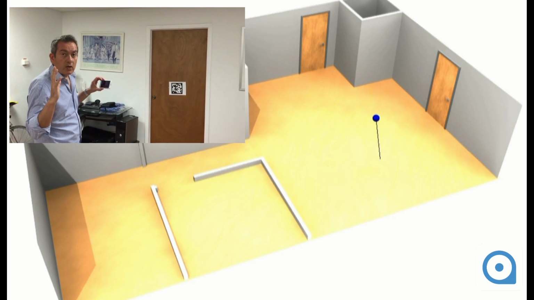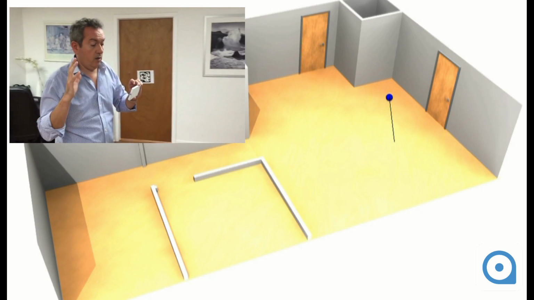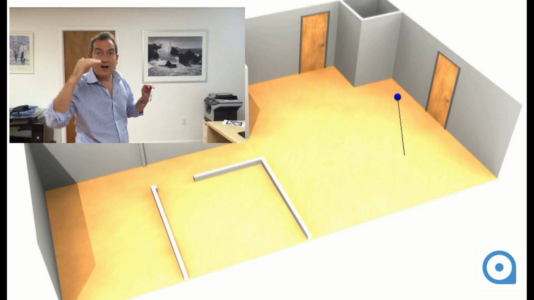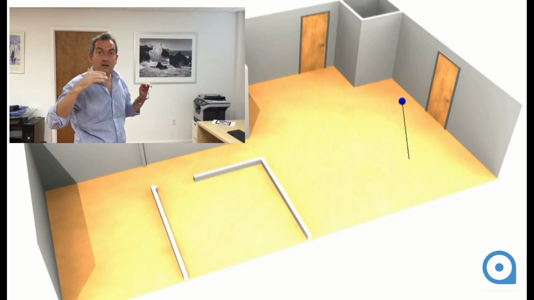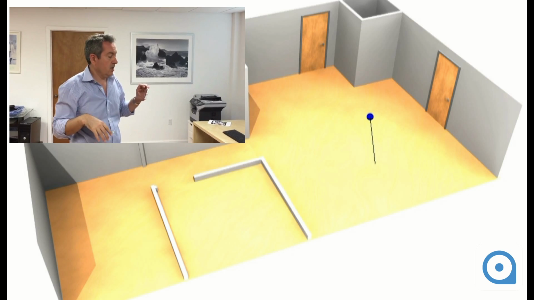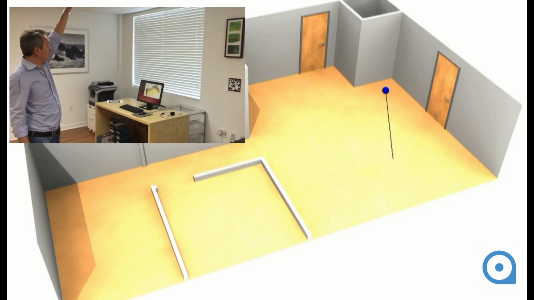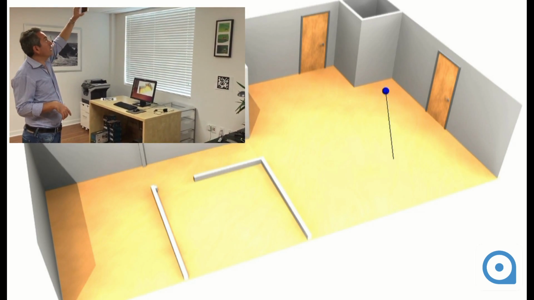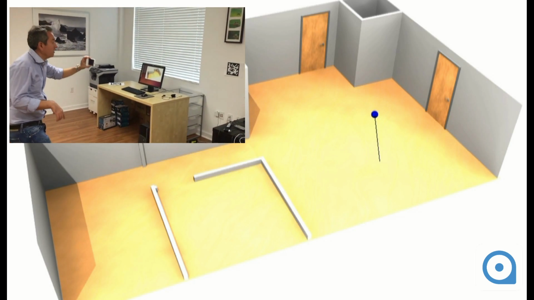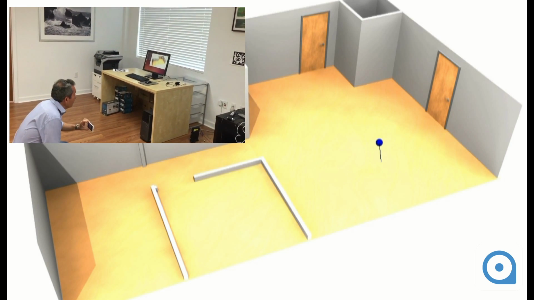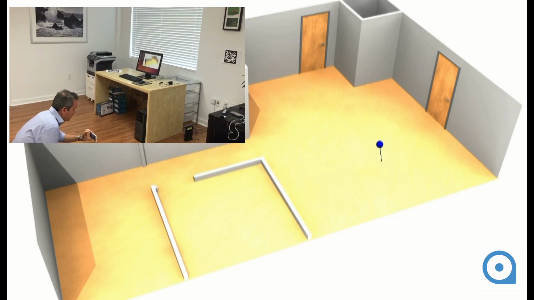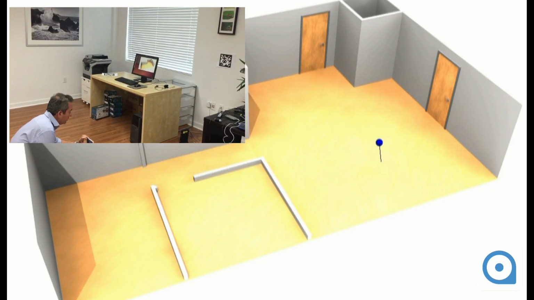One thing also that we can do with this system is provide the altitude, the Z coordinate. So if I move the phone like this, you see that the blue dot is going up. And now if I move it down like this, you see also that it is moving accordingly.